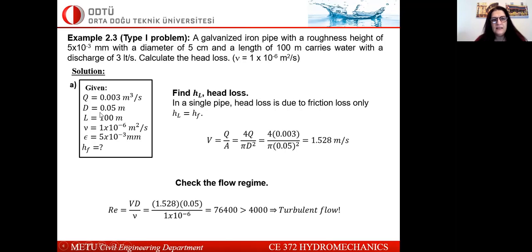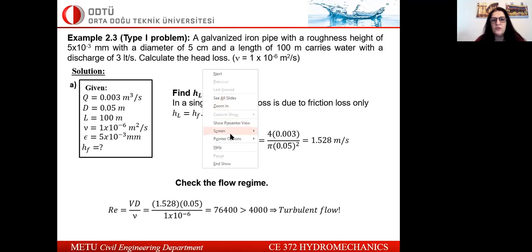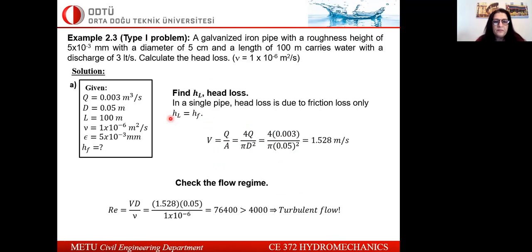Now, we have listed the givens of the problem. Please be careful with the units, as we always talk about. The discharge here is given in liters per second. What we did is we converted it to cubic meters per second. The diameter of 5 centimeters is converted to 0.05 meters. Length is already in meters. Kinematic viscosity is written. Epsilon here is given in millimeters, but it's a good idea to convert it to meters also.